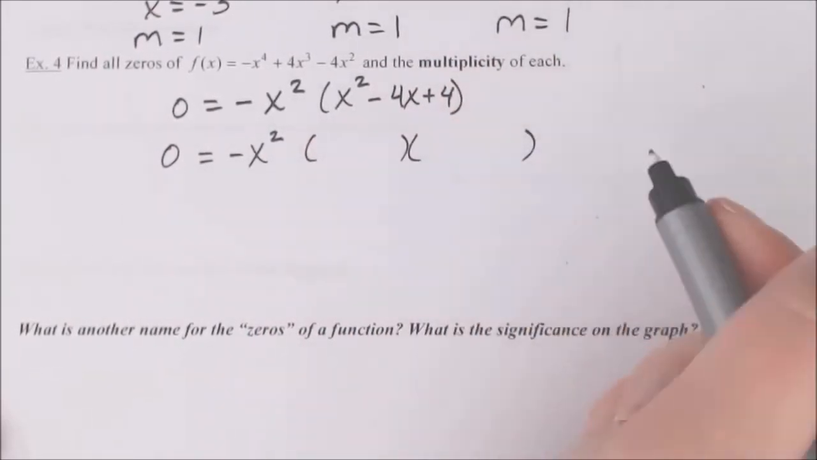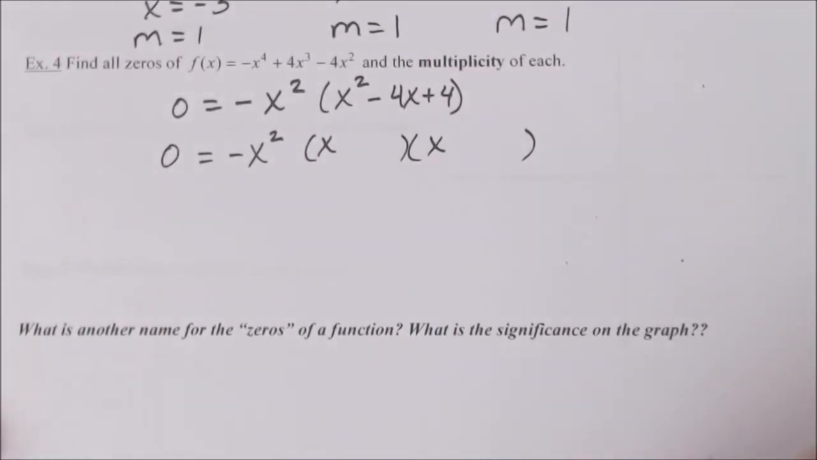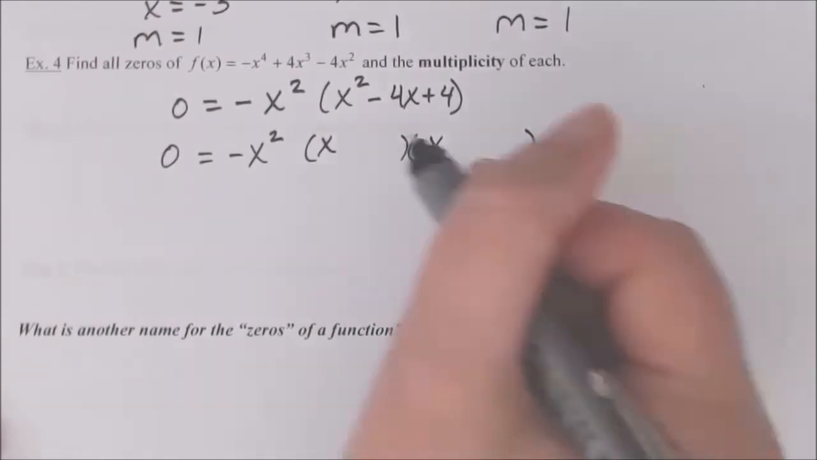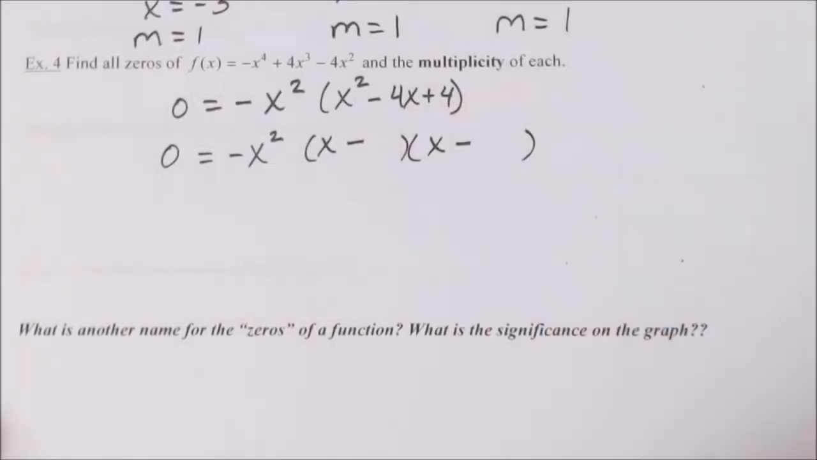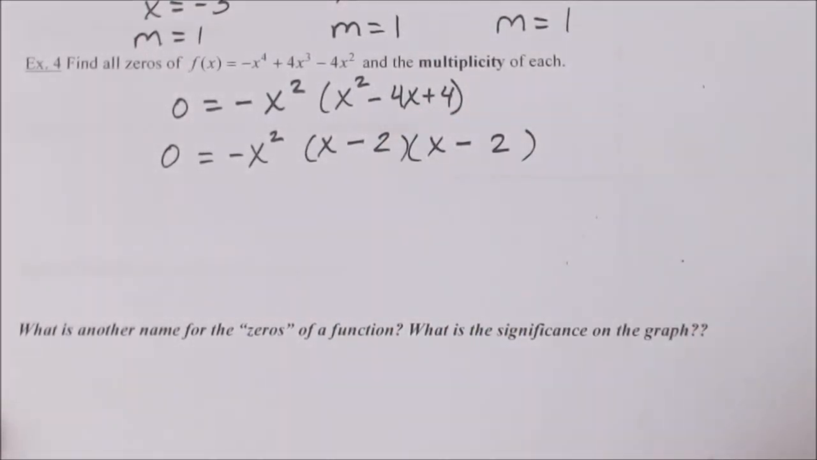So I'm going to make my two parentheses. I know the first two terms have to be x and x. So what two numbers would multiply to positive 4 but add to negative 4? Well, it's got to multiply to a positive, which means the signs have to be the same. And it's got to add to a negative, so that means they both have to be negative. So factors of 4 would have to be 2 and 2. So we've got it completely factored.